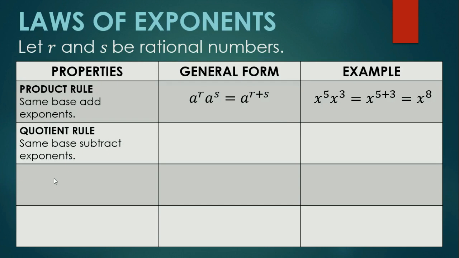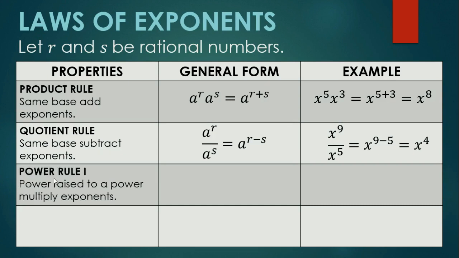Quotient rule, so same base, subtract exponents. Kapag magkapareho naman ng base, we subtract the exponents. Formula, a raised to r all over a raised to s is equal to a raised to r minus s. Example, x raised to 9 all over x raised to 5, same ng base, so pinag-subtract yung kanilang exponents, x raised to 9 minus 5 or x raised to 4.